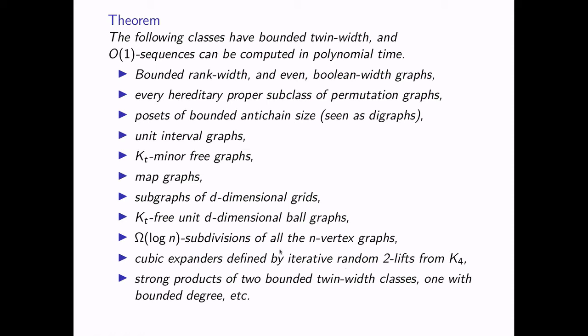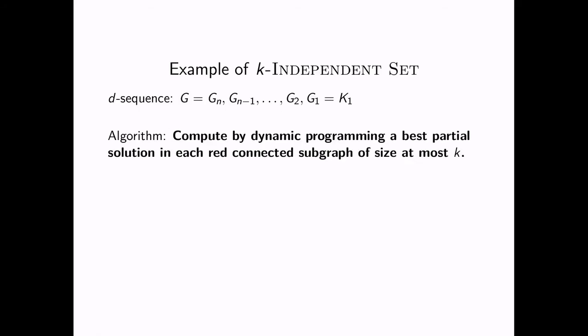You see down the list something that is quite surprising: if you take any graph and subdivide every edge sufficiently many times, it has bounded twin-width, and also some families of expanders have bounded twin-width. You wouldn't imagine those kinds of graphs to have this kind of structure. So it begs the question whether we can solve problems faster. And if you remember the very beginning of the talk, you might guess that yes, we can.